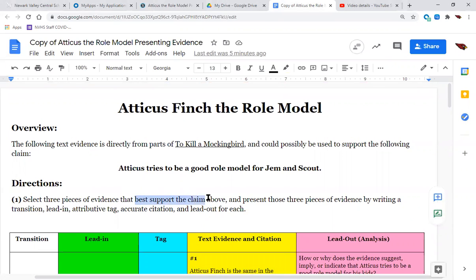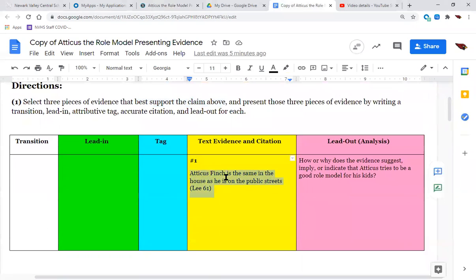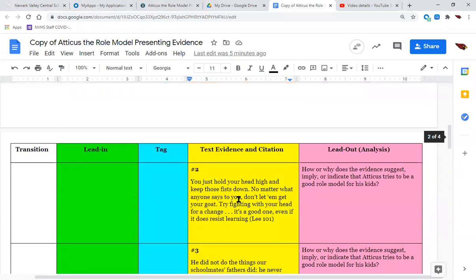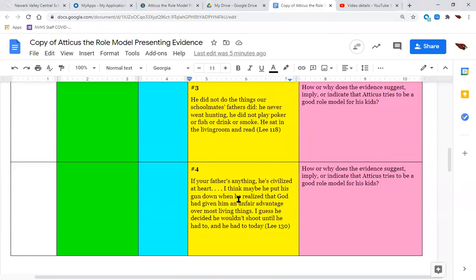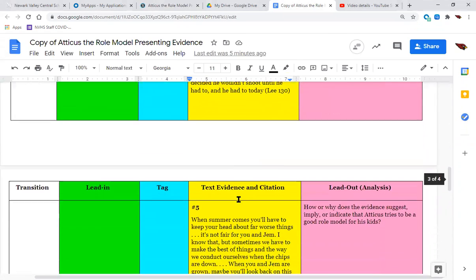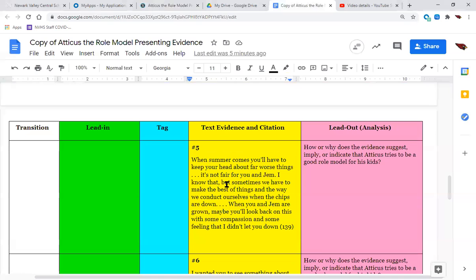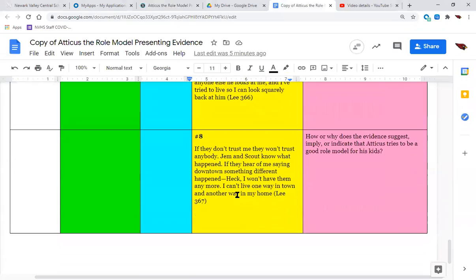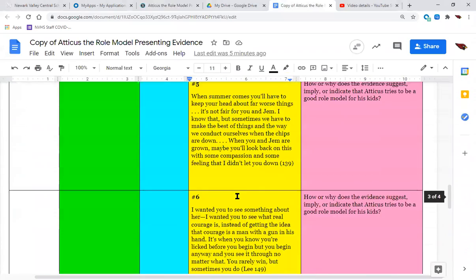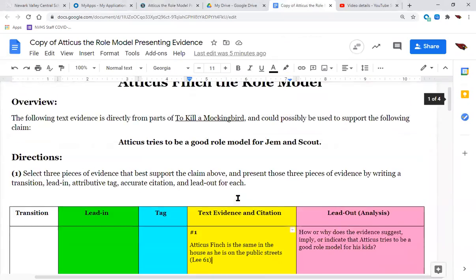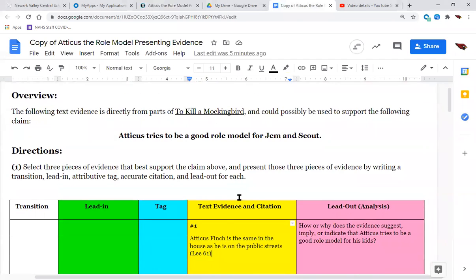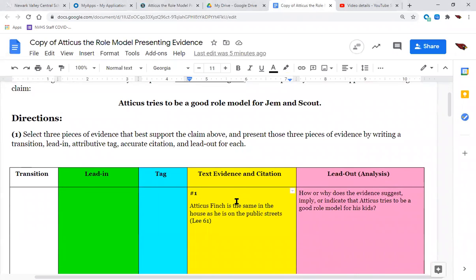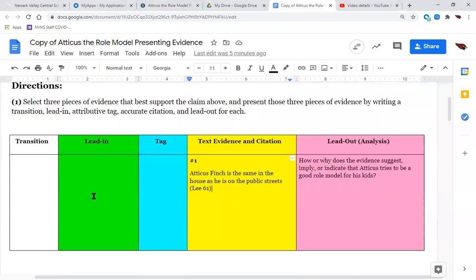Best support the claim above. So which of the 3 best support the claim above? So you're going to have to read these. Decide which of the 3 you think you would use if you were to produce a piece of writing that presented 3 pieces of text evidence to support the idea that Atticus tries to be a good role model for Gem and Scout.